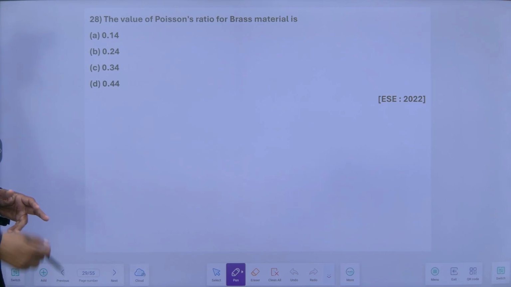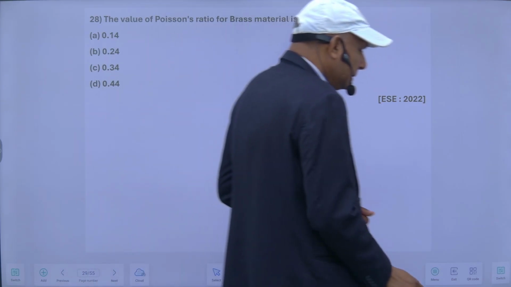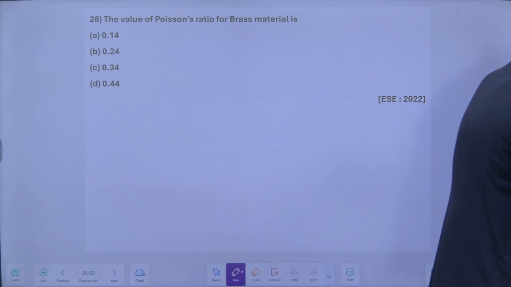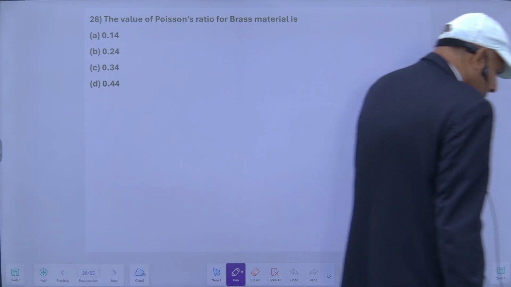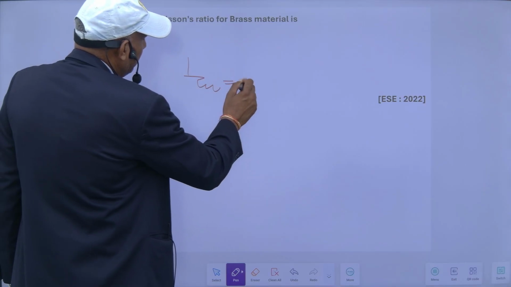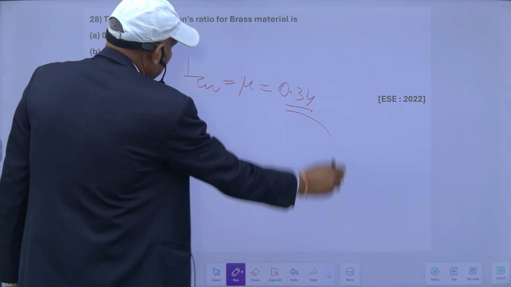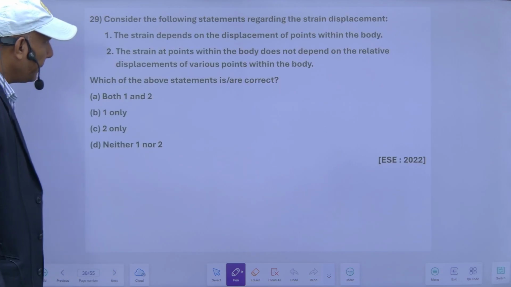The value of Poisson ratio for brass material is, so as I have mentioned, the value for brass, 1 upon m, Poisson ratio, is 0.34. So this will be the correct answer.